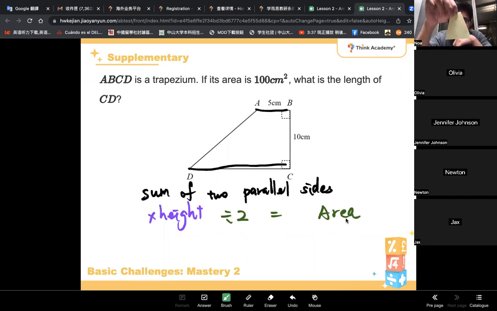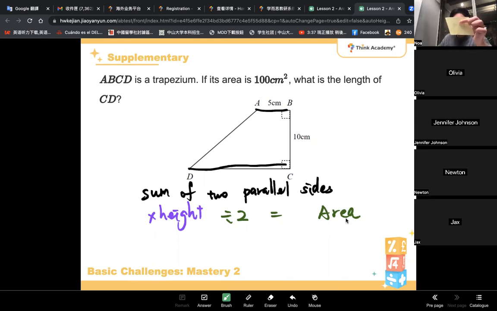Now I have a trapezium on my hand, and we have a short side and a long side. They are all parallel. So imagine I copy it. Ta-da! I have another one. I'm turning it upside down and sticking them together.